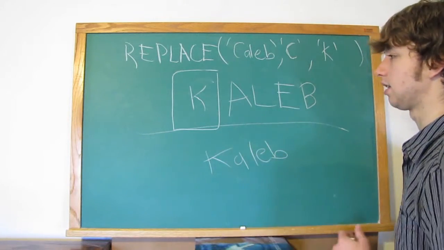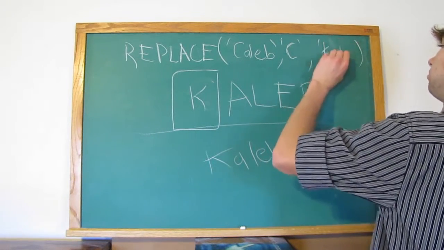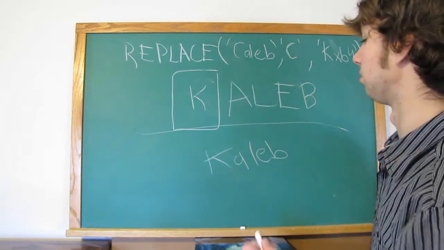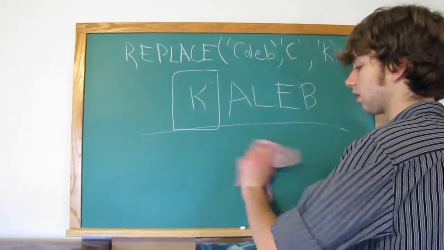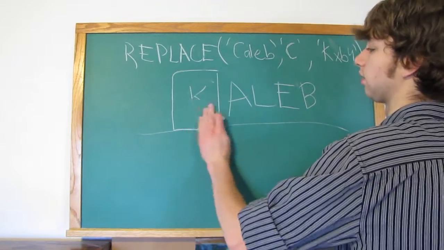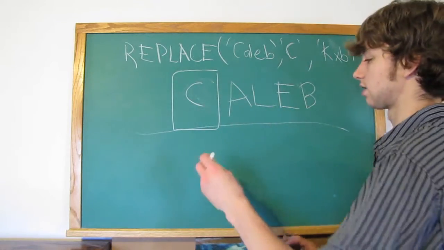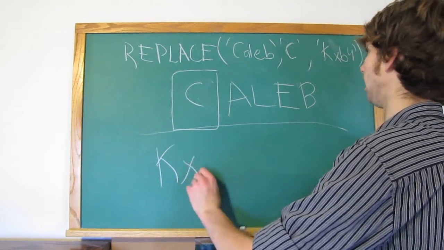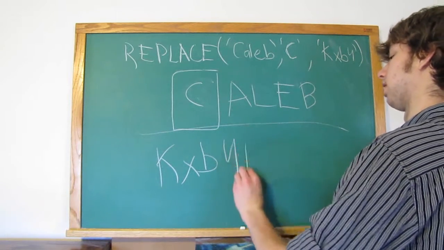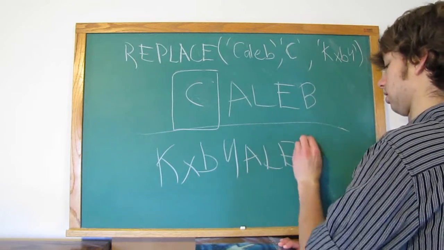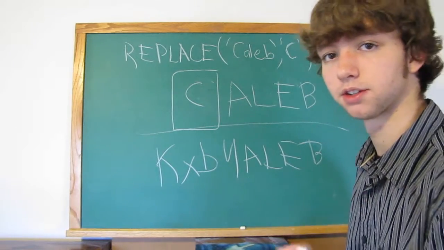And we can also, instead of K, we could have put KXB4, because I couldn't think of anything else. Let me show you. We had Caleb, it scans it for a C, and it says, oh, we're going to change this C to KXB4, and we're going to add on the rest of the string. So this is the returned result, KXB4ALEB. So that's how the replace string function works.